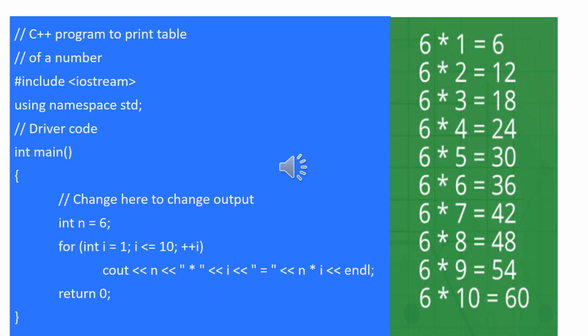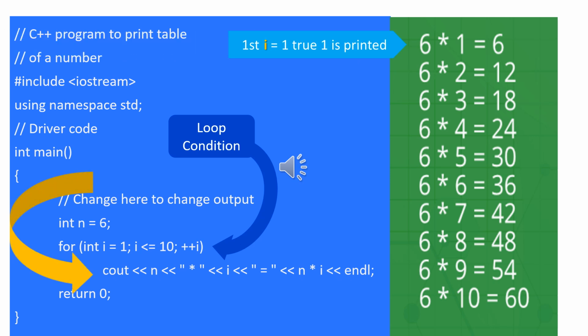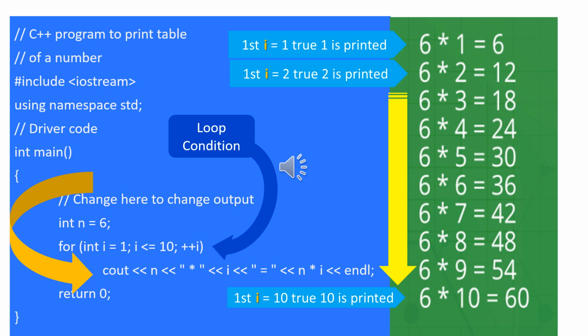There is code to get the table of number 6. You can see the loop condition is i equals 1. And the loop will execute the code below until i is less than or equal to 10. And on each step, i is incremented by 1. Finally, when i equals 10, the loop is terminated.